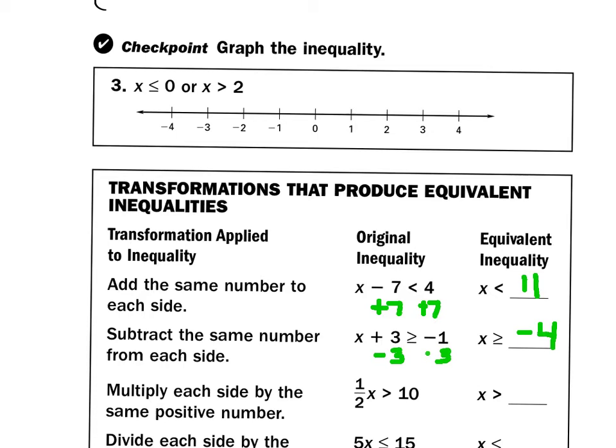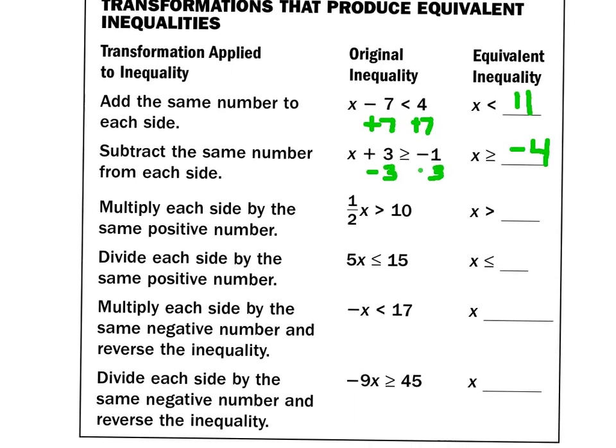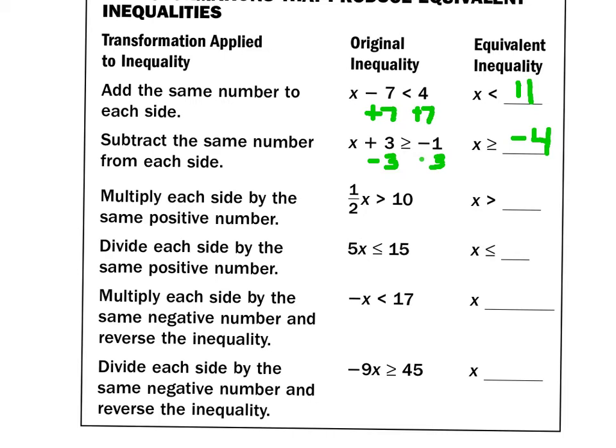I can multiply each side by the same positive number, or fraction in this case. And that'll give me, flip it over, 2 over 1 times 2 over 1. That'll give me x is greater than 20. I can divide each side by the same positive number. And that'll give me x is less than or equal to 3.